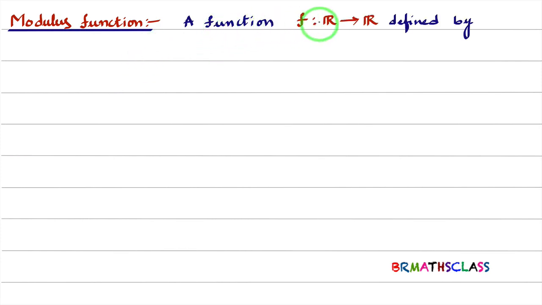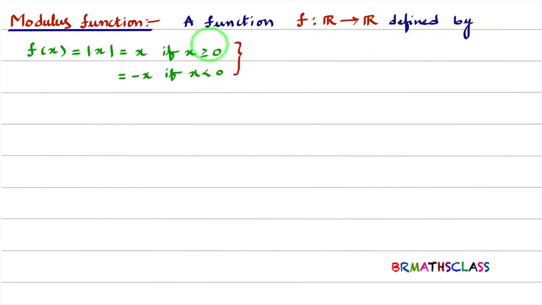A function f from the set of all real numbers to real numbers is defined by... The function is from where to where? Set of all real numbers to real numbers. And it is defined like this. f of x is modulus of x. We read it as modulus of x. Modulus of x will be x whenever x is greater than or equal to 0. Modulus of x is minus x when x is less than 0.